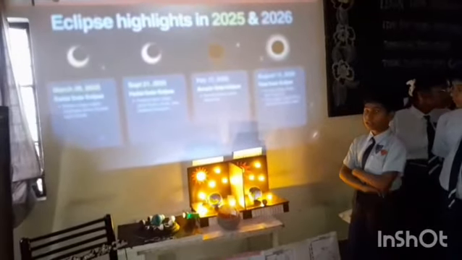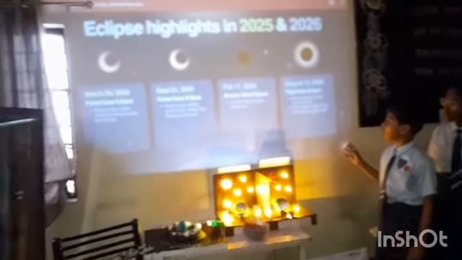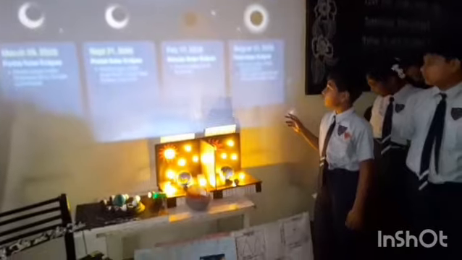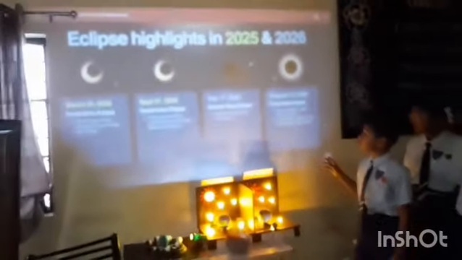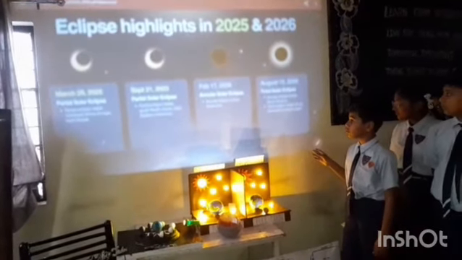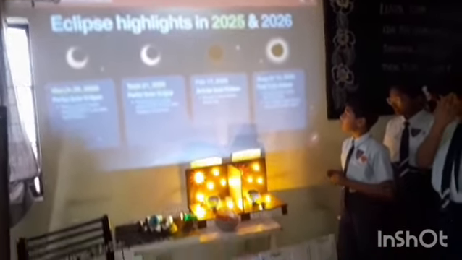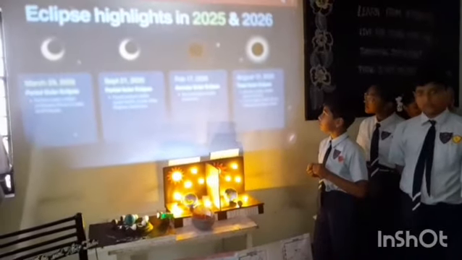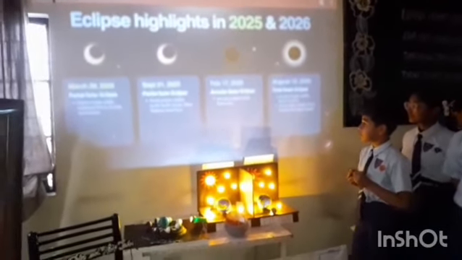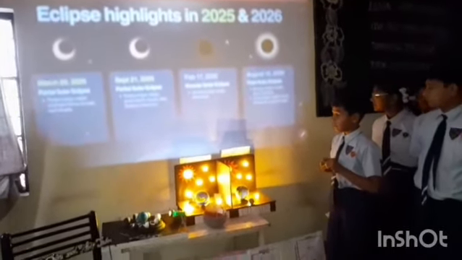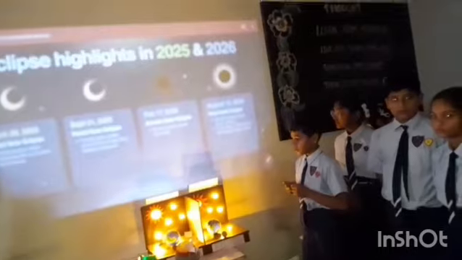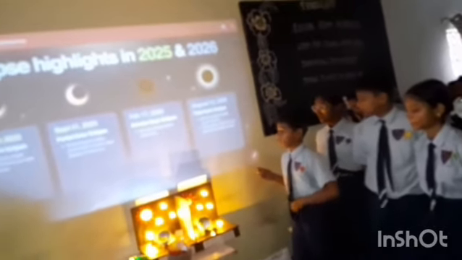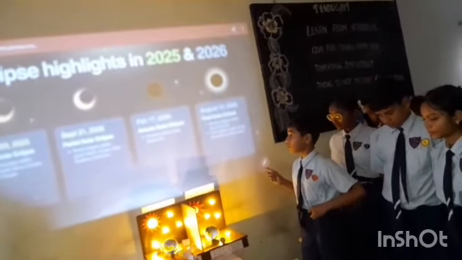Between 2025 and 2026, there will be many solar and lunar eclipses: a lunar eclipse on September 7, 2025, a solar eclipse on August 17, 2026, a partial solar eclipse on September 12, 2026, and a solar eclipse on February 12, 2026.